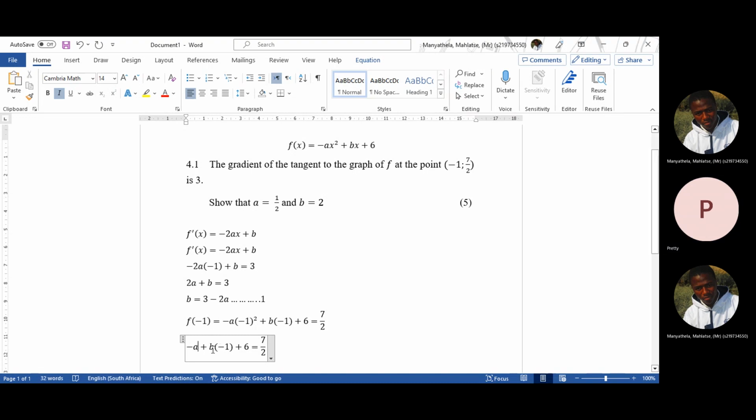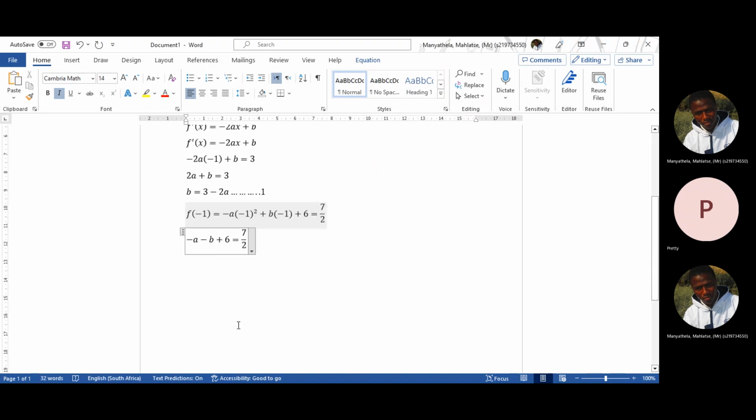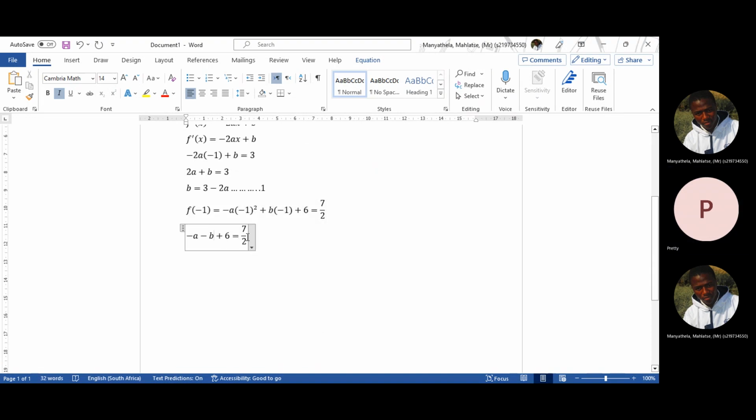Then b times -1. If it's b times -1, meaning that the answer will be negative b. Plus 6 equals 7/2. So the same thing that we did here by making b the subject of the formula, I want us to apply it even here.